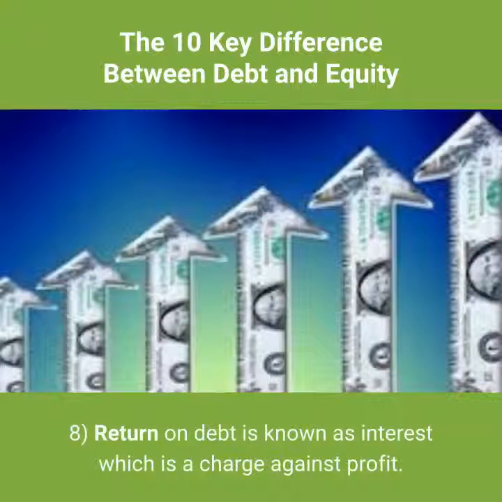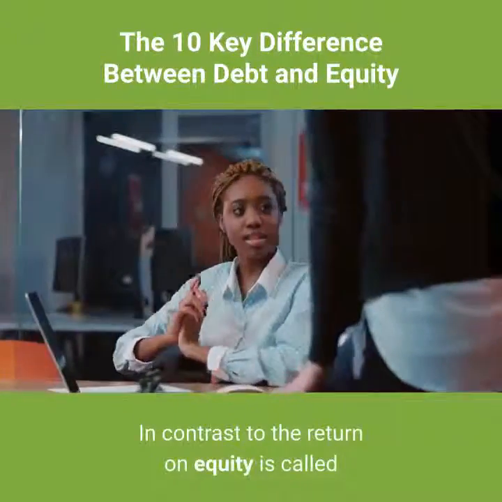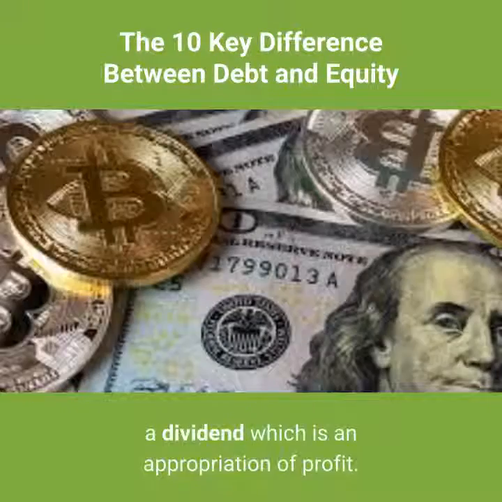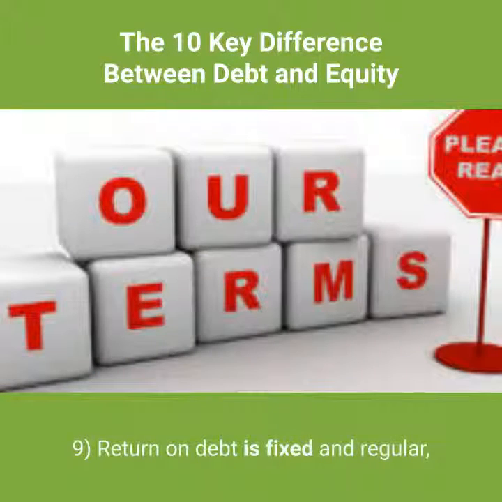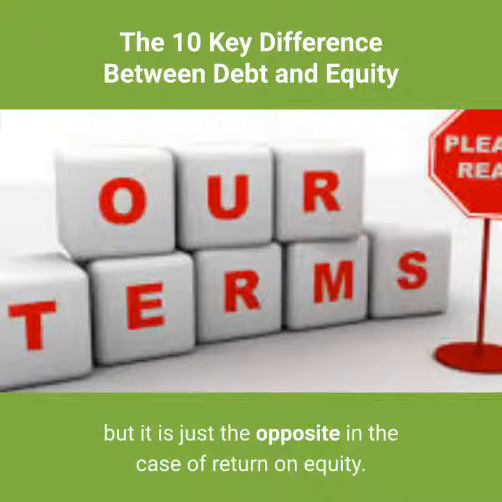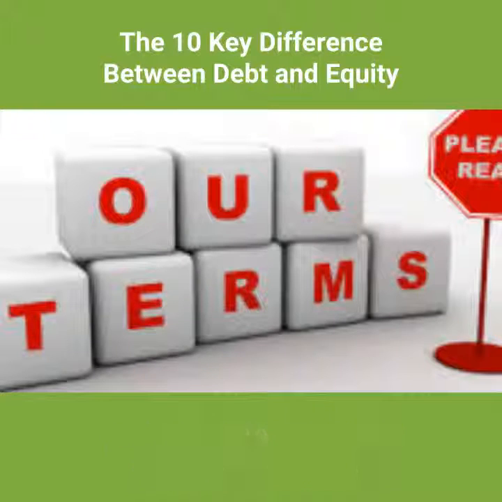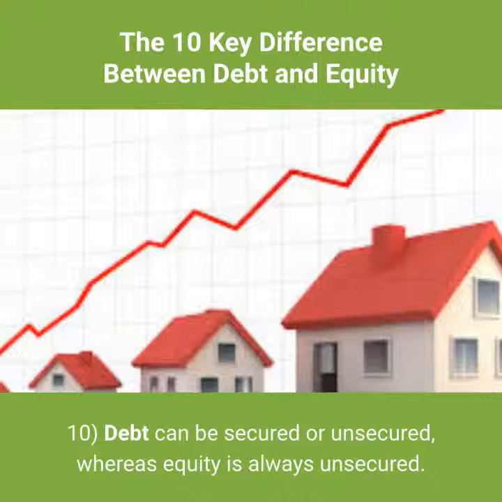8. Return on debt is known as interest, which is a charge against profit. In contrast, the return on equity is called a dividend, which is an appropriation of profit. 9. Return on debt is fixed and regular, but it is just the opposite in the case of return on equity. 10. Debt can be secured or unsecured, whereas equity is always unsecured.